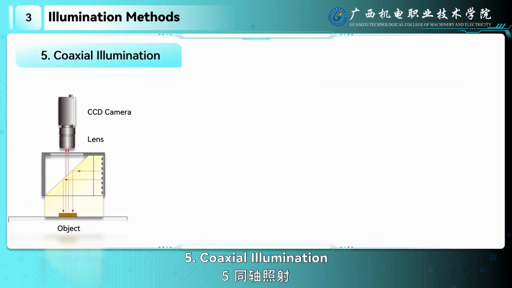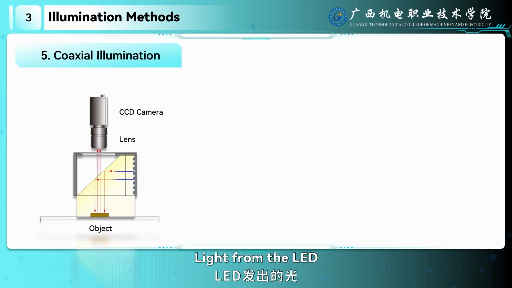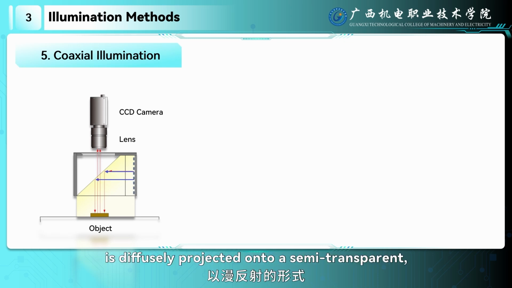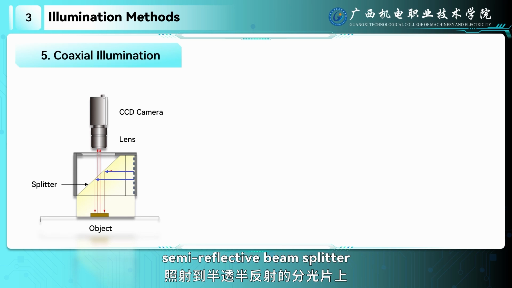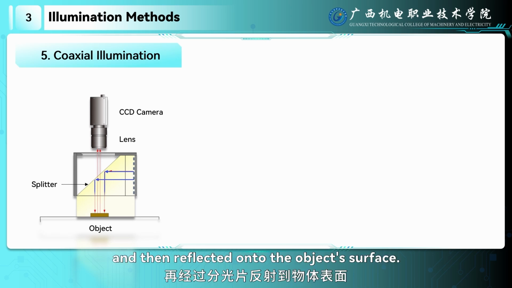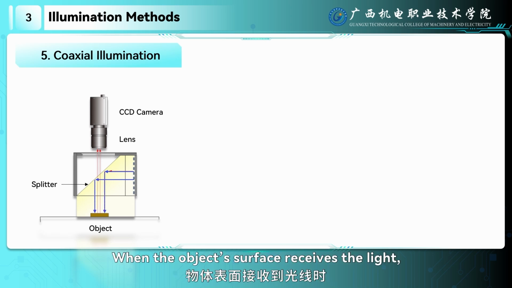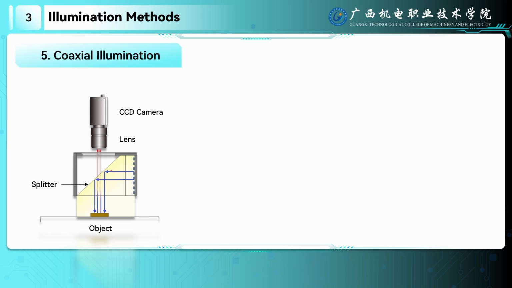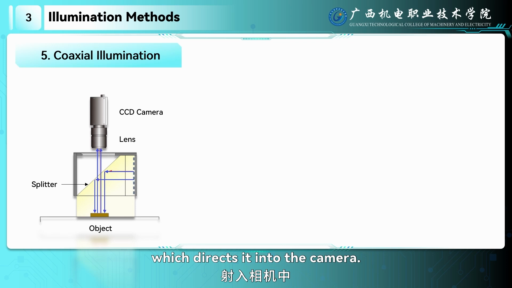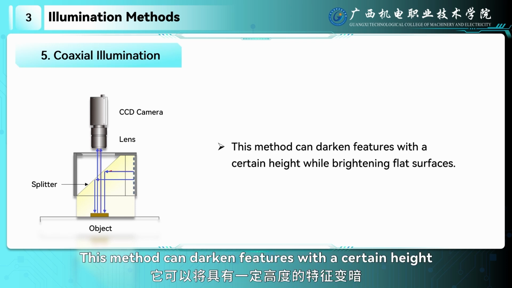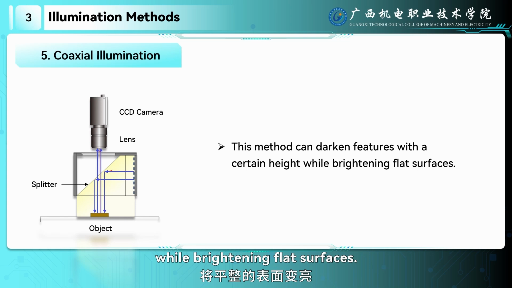5. Coaxial illumination. Light from the LED is diffusely projected onto a semi-transparent, semi-reflective beam splitter and then reflected onto the object's surface. When the object's surface receives the light, it reflects it back onto the beam splitter, which directs it into the camera. This method can darken features with a certain height while brightening flat surfaces.